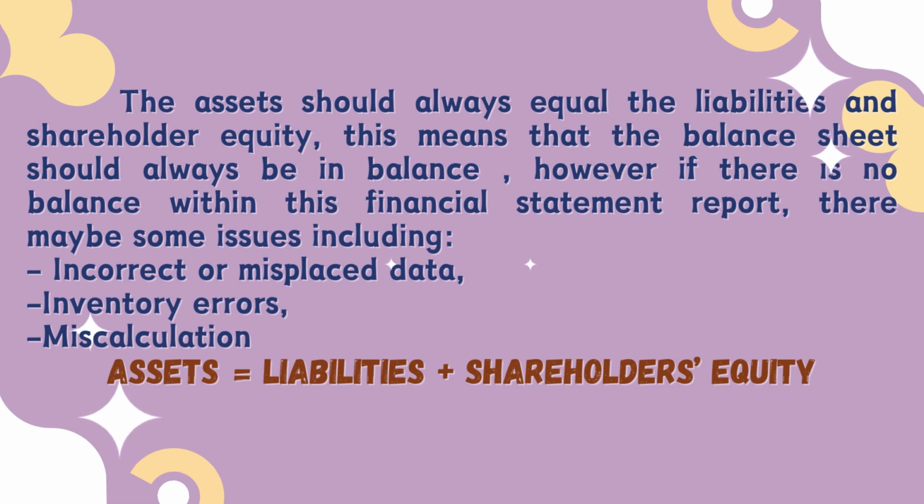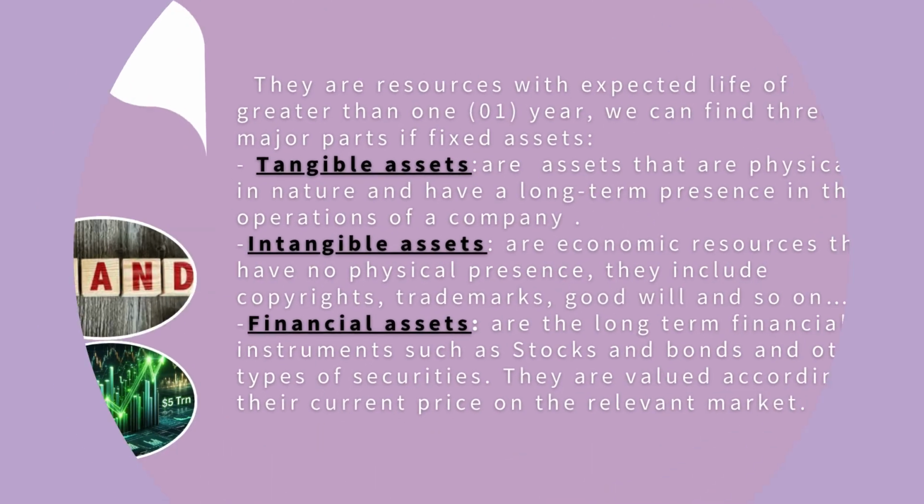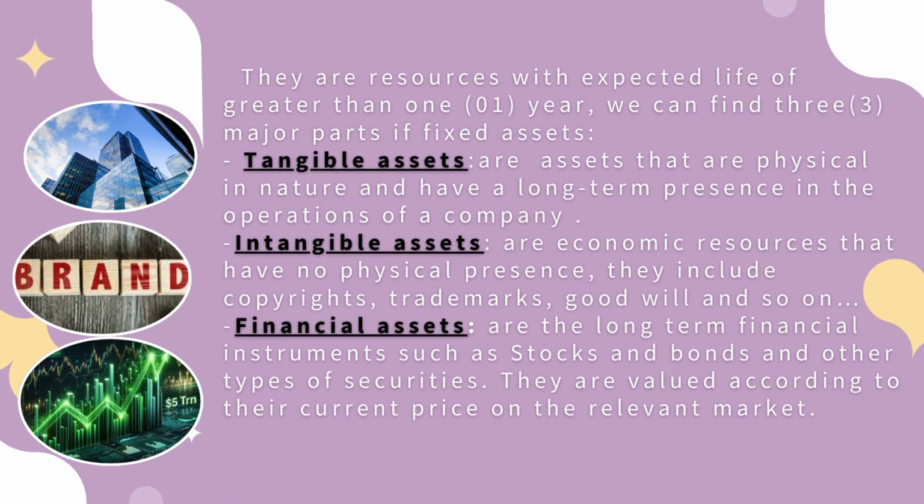Within the asset section, we can divide it into two major parts: the fixed assets and the current assets. The fixed assets, which we can also name non-current assets, are resources with an expected life of greater than one year. We can find three major parts within these fixed assets: the tangible assets, intangible assets, and the financial assets.